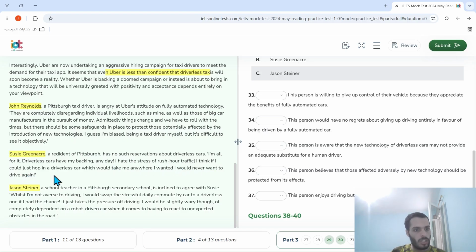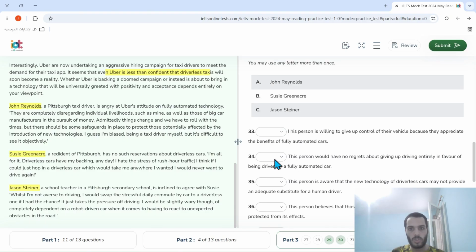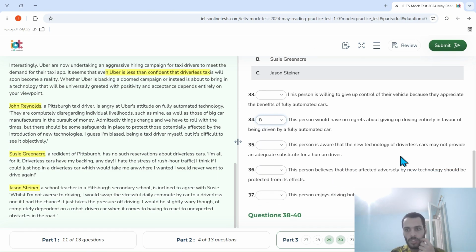All driving car have my backing. Any day I had the stress of rush traffic, I think if I could just stop and rob this car, and when I wanted, I would. So I would have no regrets about giving up driving entirely in favor of being driven. This is aware that new technology of driving may not provide an adequate substitute for a human driver.